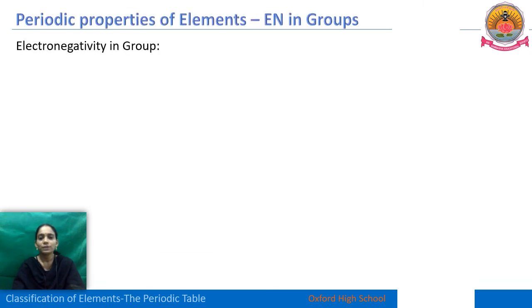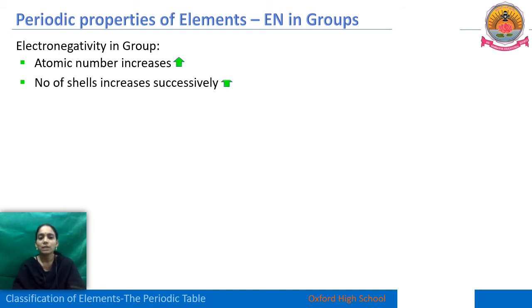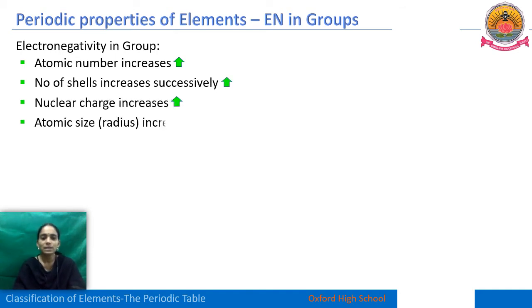How is the electronegativity trending in groups? The atomic number increases from top to bottom in a group. So the nuclear charge increases, whereas the number of shells also increases successively. Nuclear charge increases and atomic radius increases, because as the number of shells increases, the distance from the nucleus to the outermost shell increases.